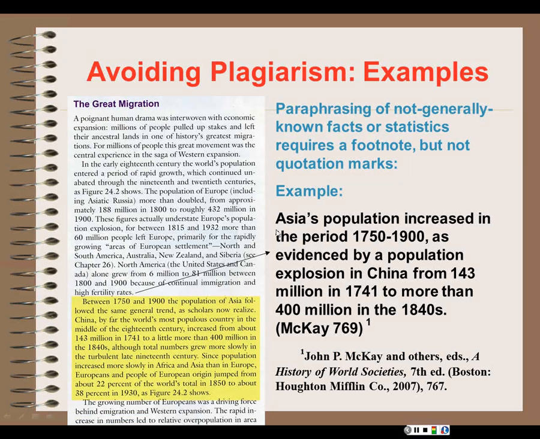I don't walk down the street knowing this kind of information, that Asia's population increased in China. It increased from 143 million in 1741 to 400 million in the 1840s. I don't have an eidetic memory like Sheldon in The Big Bang Theory. And this is the kind of thing that I would want to quote so you would know where I got the information from. This is showing you what a footnote looks like, and this is showing you an in-text footnote.